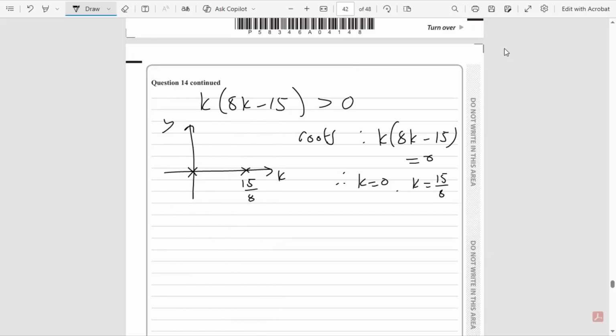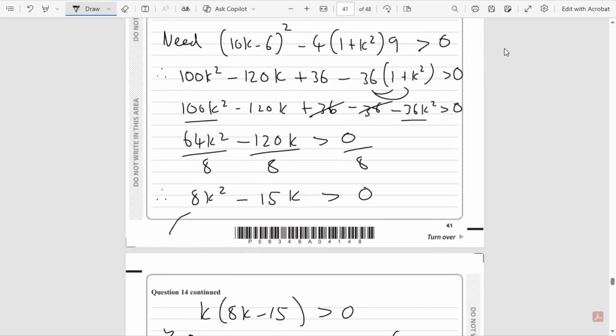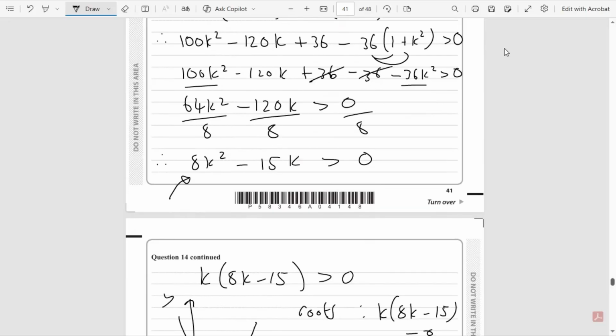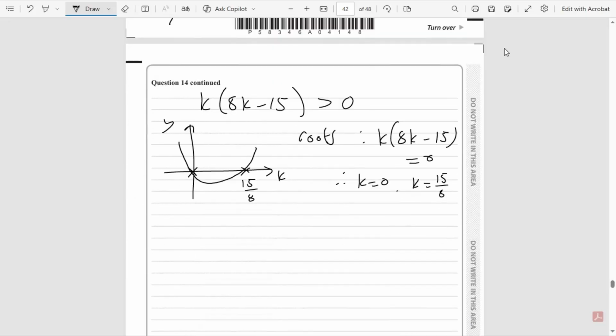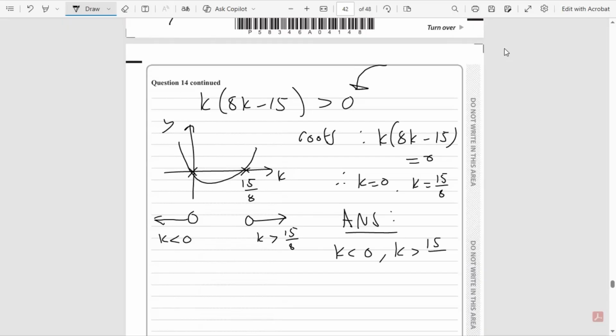Now, this quadratic is a U-shape. Why is it a U-shape? Well, it's because the coefficient of x squared, in this case 8, is greater than 0. So it's a positive U-shaped quadratic. Now, what do we need? We need the quadratic to be greater than 0. So where are the y values greater than 0 on that curve? Well, they're greater than 0 when k is less than 0, just by looking at the sketch, and also when k is greater than 15 over 8. So therefore, our answer to the question is literally that. So our answer is that k is less than 0, or k is greater than 15 over 8.